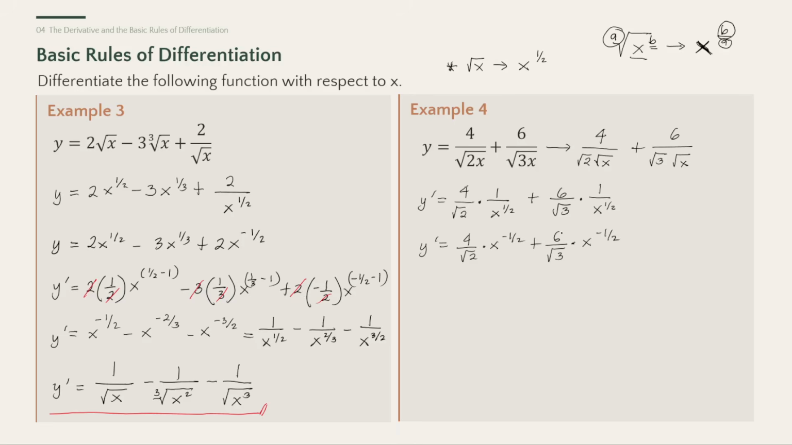Okay, now we have these terms. We can just use the power rule. So 4 over square root of 2 will be retained, times the exponent, negative 1 half. Then subtract 1 from the negative 1 half. Next we have 6 over square root of 3. Then multiply again by negative 1 half because that is the exponent. They have the same exponent. Then subtract 1 again from negative 1 half.